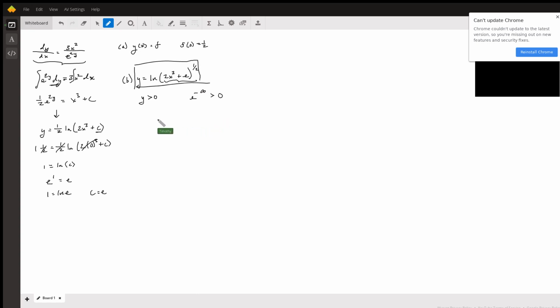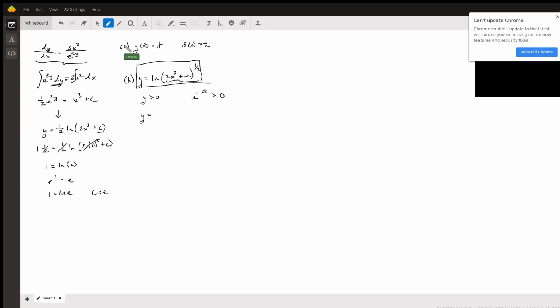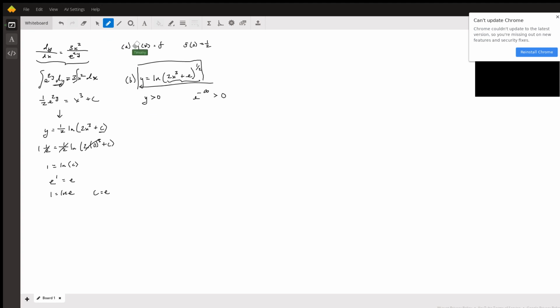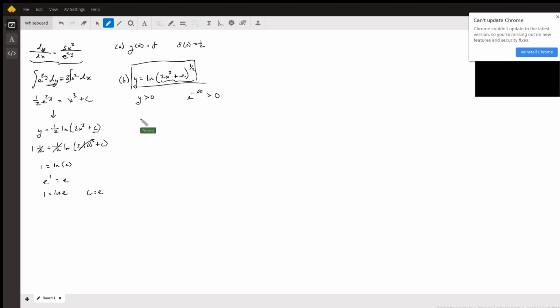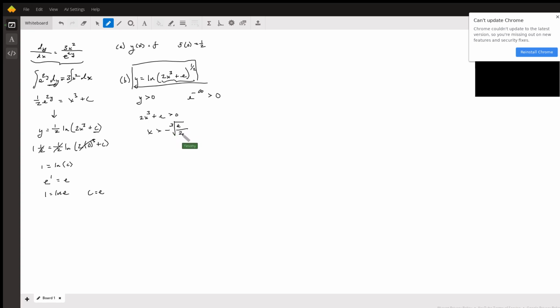Okay, so we have 2x cubed plus e has to be greater than 0 for this to hold true. So then x must be greater than the negative cube root of e over 2.